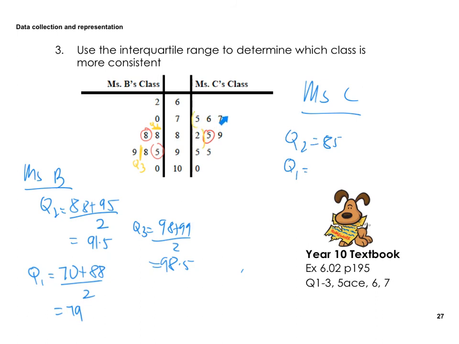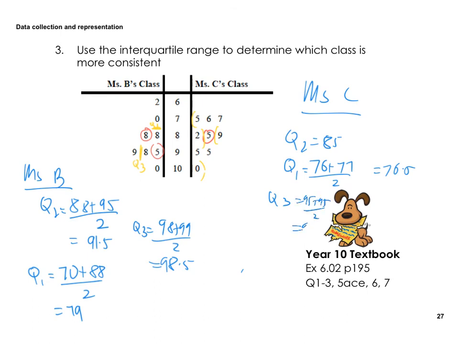Q1, so the middle from here to here. Down here, there are 4 numbers. The middle will be the 2.5th number. So we want between these two. 76 plus 77 divided by 2, which is 76.5. Then Q3, we want the middle from here to here. Again, we want the 2.5th because there are 4 terms. So 1, 2, between these two. So 95 plus 95 over 2.